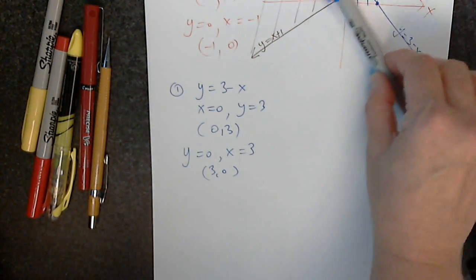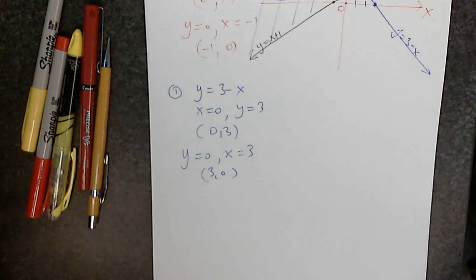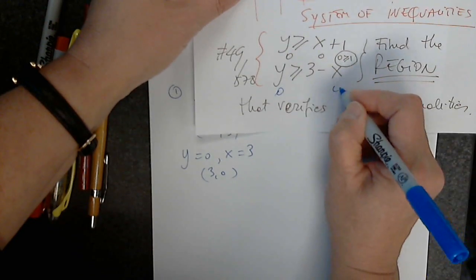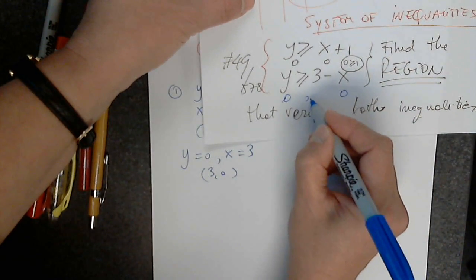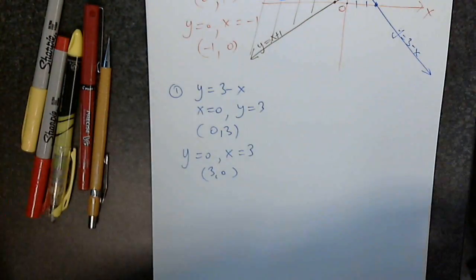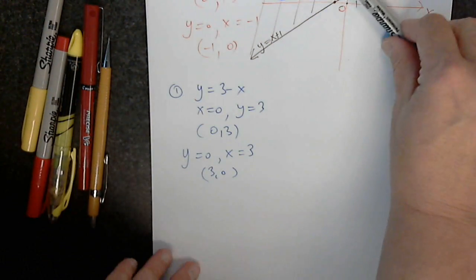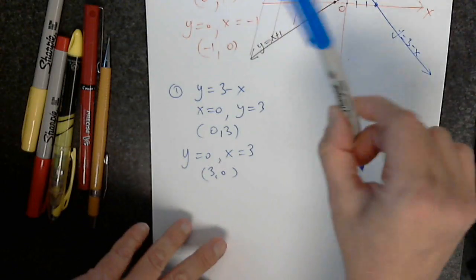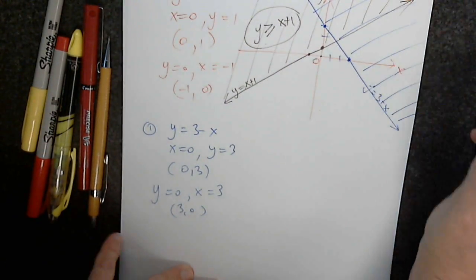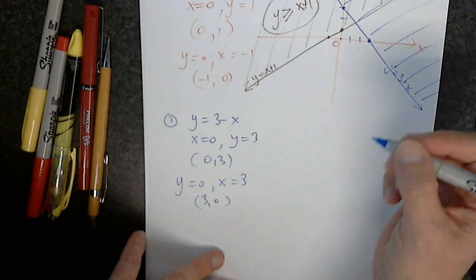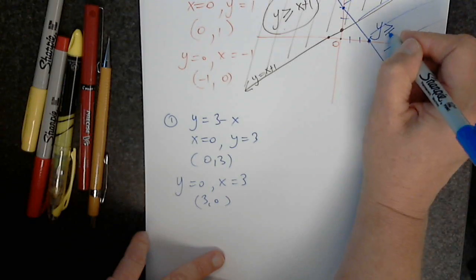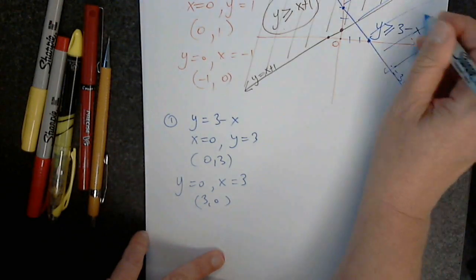The blue line does not pass through the origin. I will pick the origin to check this area. So I go back to the original 0, 0. Is 0 greater than or equal to 3? No, which means I cannot shade in the region with the origin, but the opposite. The blue region becomes solutions to y greater than or equal to 3 minus x.